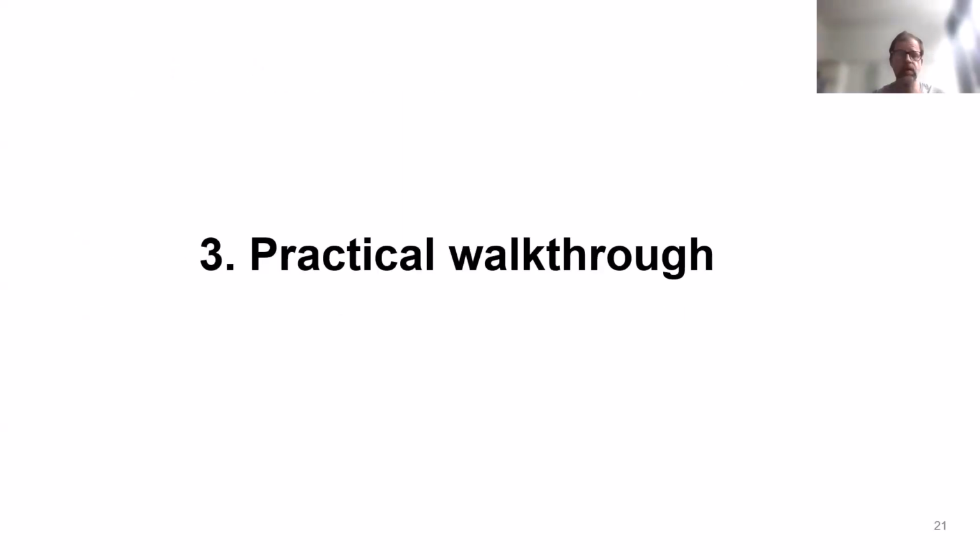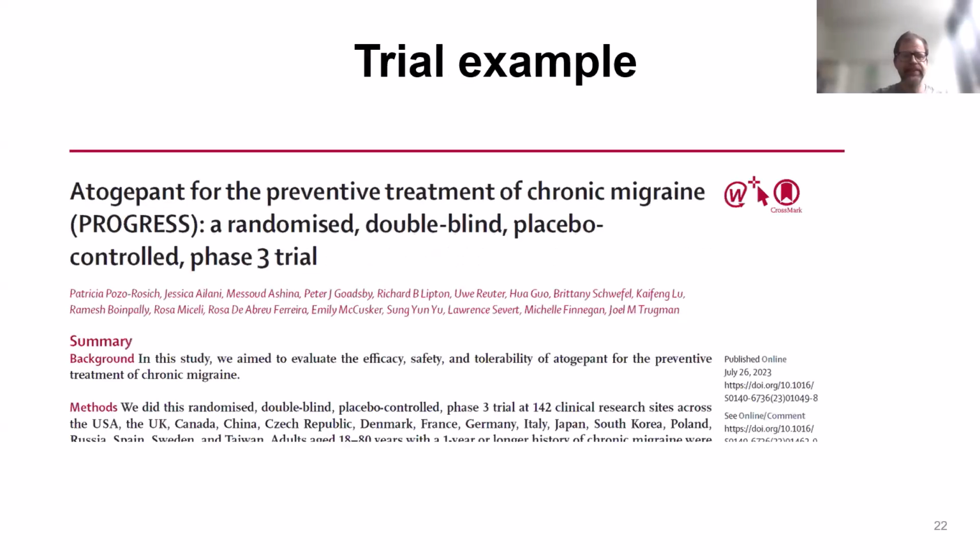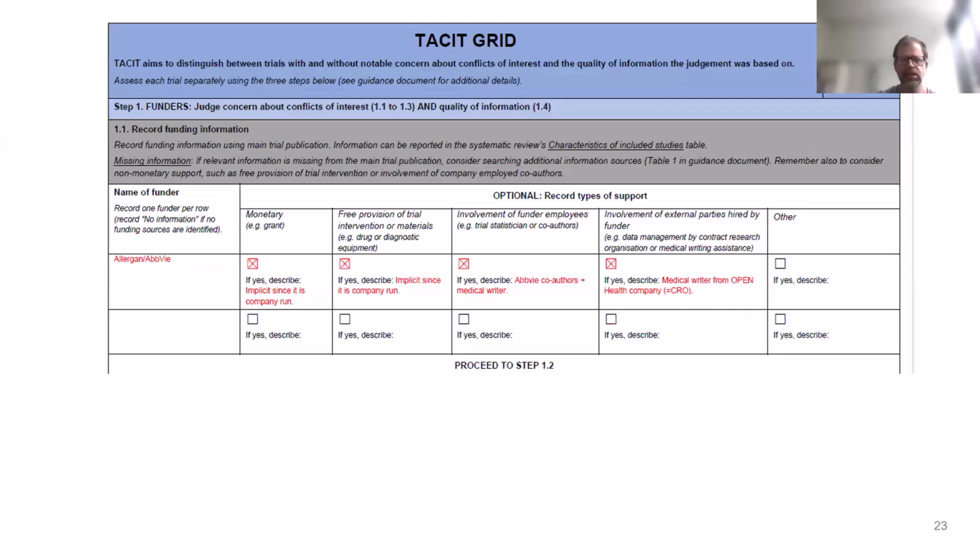So I'll now move on to a practical walkthrough of the tool. In this example, we are going to look at this drug trial of atogepant for the preventive treatment of chronic migraine, the PROGRESS trial. This is a trial published in The Lancet in 2023. I'll just show you how you can assess a trial using the TACIT grid.